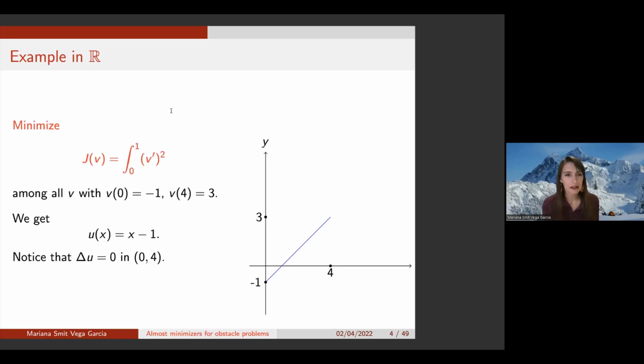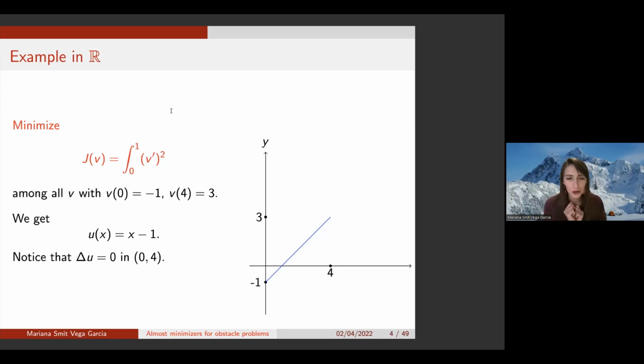So let me give you a nice simple example in R. Let's say we have an even simpler energy, so I just have the integral from 0 to 1 of v prime squared. And I want to minimize this energy among all functions that are equal to -1 at 0 and, let's say, 3 at 1. As you can tell, I randomly chose these numbers. Then in this case, you can actually compute this by hand, and you will see that the minimizer will be equal to 4x minus 1. It's linear, and it's harmonic. So the Laplacian is 0 inside of the domain.